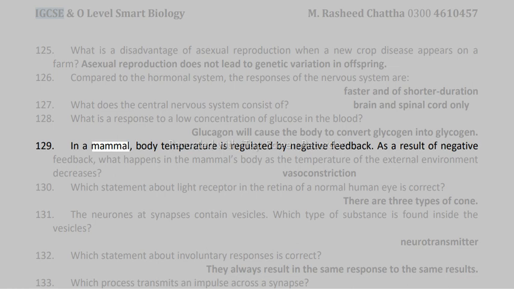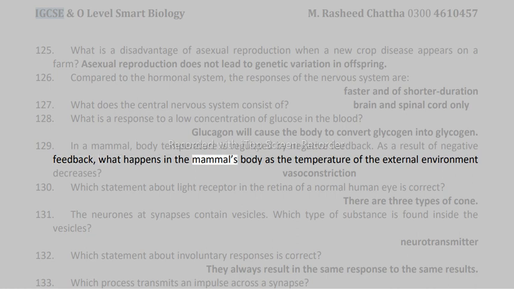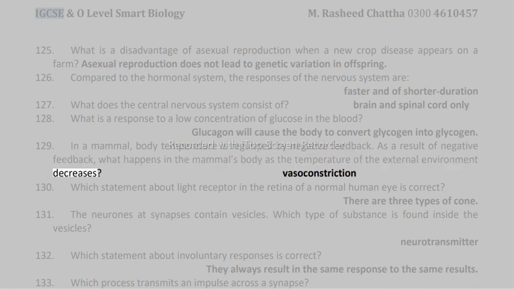129. In a mammal, body temperature is regulated by negative feedback. As a result of negative feedback, what happens in the mammal's body as the temperature of the external environment decreases? Vasoconstriction. 130. Which statement about light receptors in the retina of a normal human eye is correct? There are 3 types of cone.